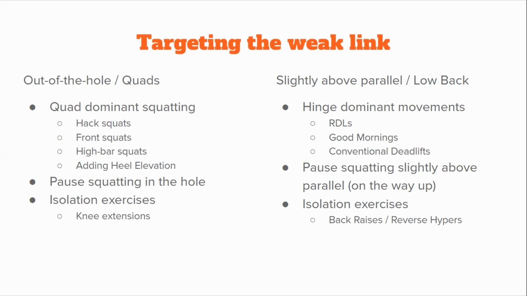Also, pause squatting slightly above parallel but on the way up. So completing the full descent into the hole and then coming out of the hole a few inches and then pausing when you're in that sticking point. Again, you have to use lighter weight for this. That could be a really good accessory exercise as well. And an isolation exercise to target the spinal erectors, like back raises or reverse hypers, just to put, again, more muscle mass in that area will always be beneficial.